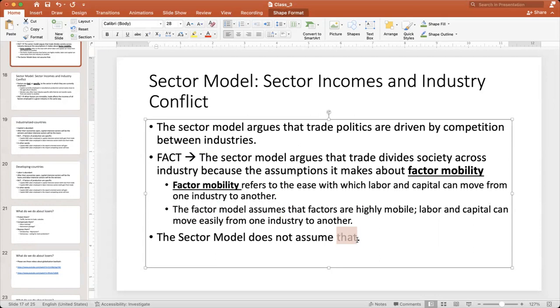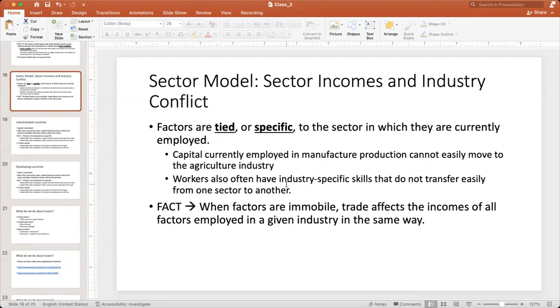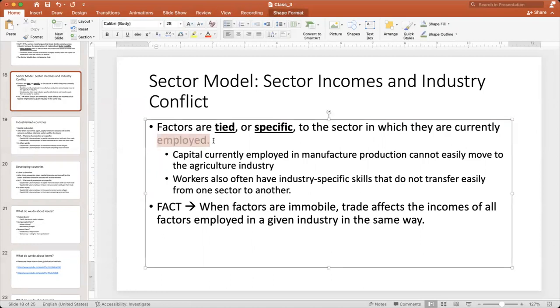Of course, there are some skills that you can transfer from one job to another job, and you will do that in your career, right? However, it's very difficult to move all your skills to another type of sector, because that sector will require a different type of human capital. So based on that, factors are tied or specific to the sector in which they are currently employed. So capital currently employed in manufacture production cannot easily move to the agricultural industry. Same as workers, who also often have industry-specific skills that do not transfer easily from one sector to another.